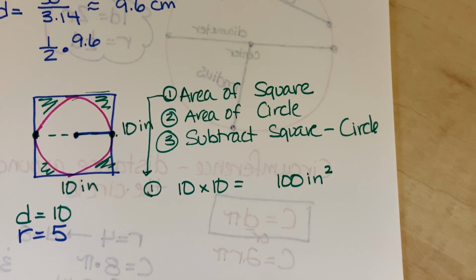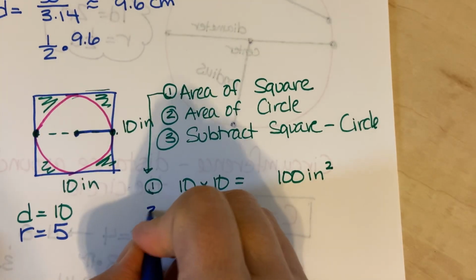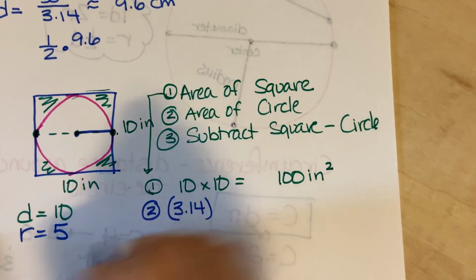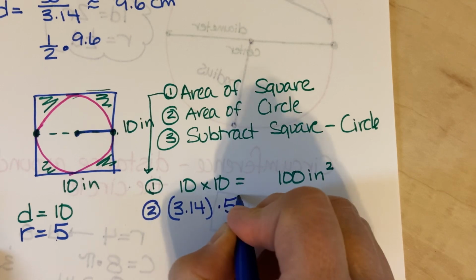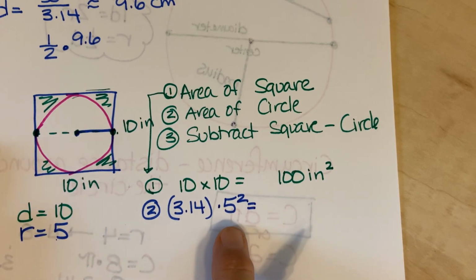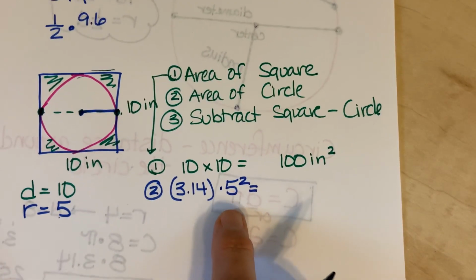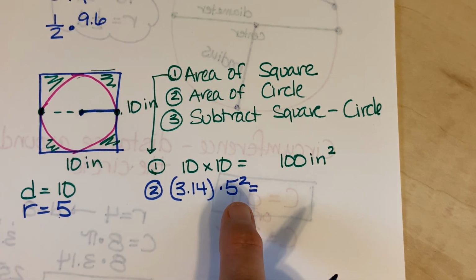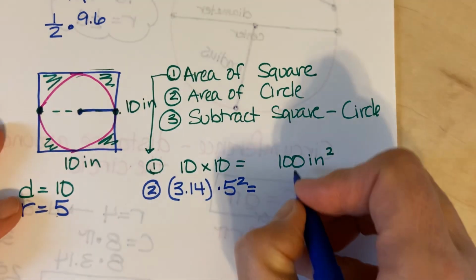All right, the area of my circle is pi times my radius squared. Okay, I have to square this first, okay? I have to square this first doing order of operations. So I'm going to do 5 times 5, which is 25. And then I'm going to multiply that by 3.14. Okay, I get 78.5.